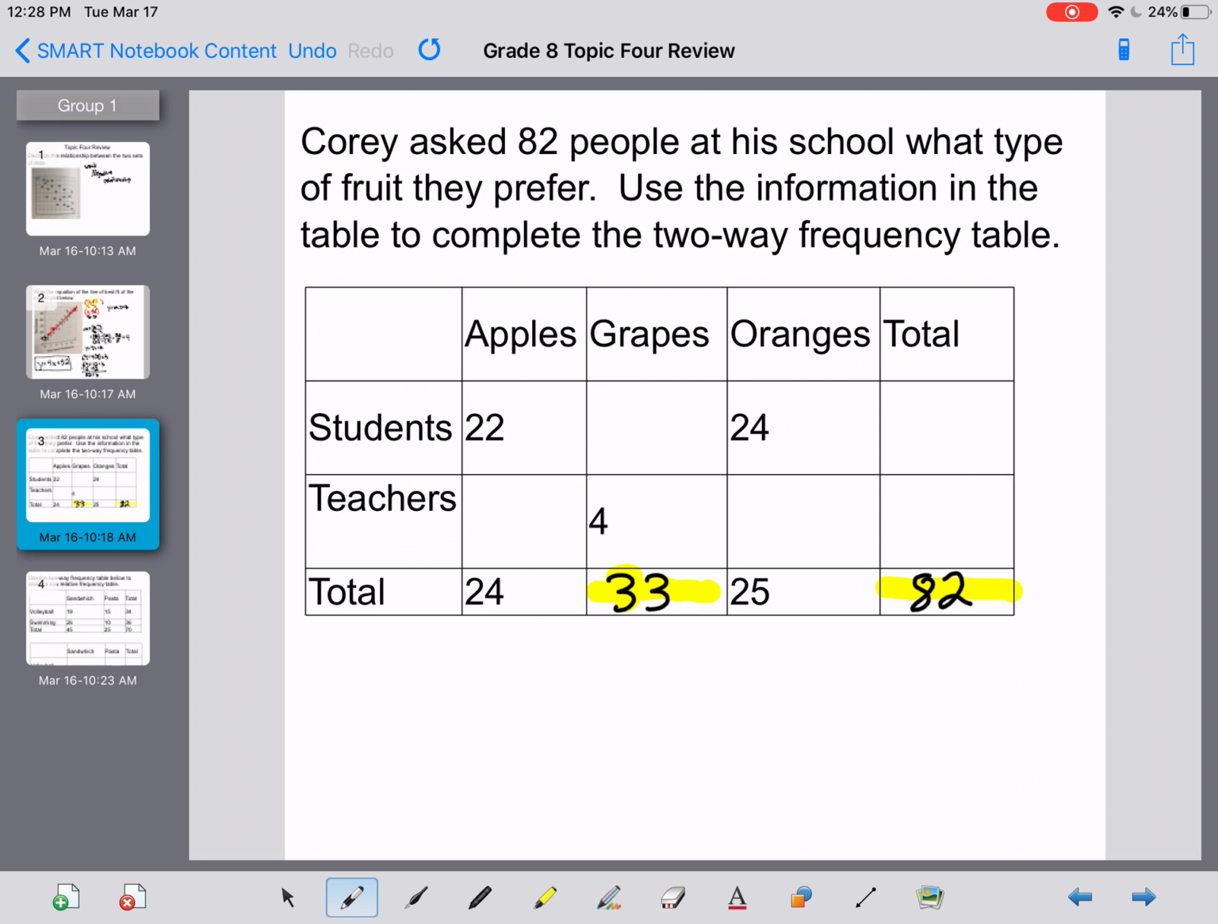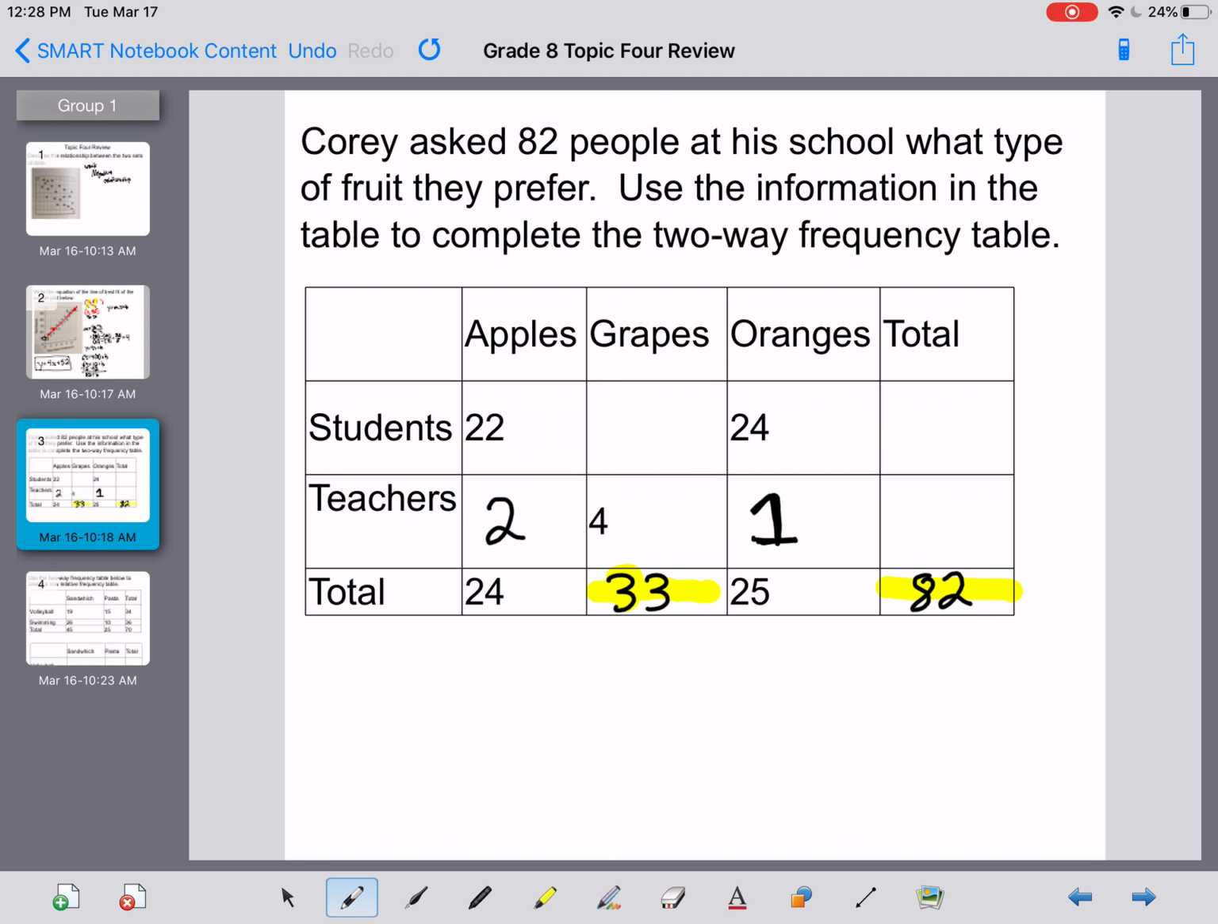Now I just continue to look to see where I can fill in my missing information. If I look in my oranges column, I have 24 students said oranges, and there are a total of 25 people. So it must be one teacher that said it, because 24 plus 1 is 25. Also, 22 students said apples for a total of 24. So there must have been 2 teachers that said apples to give me my total of 24.